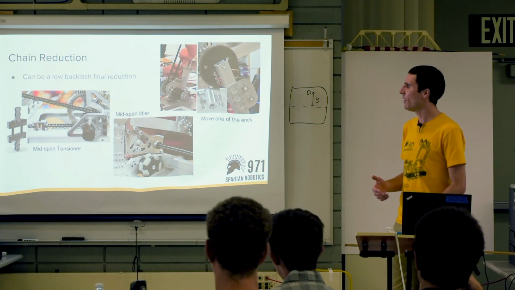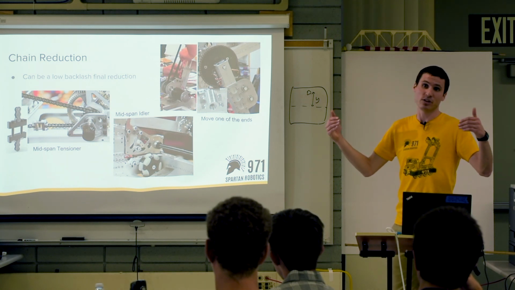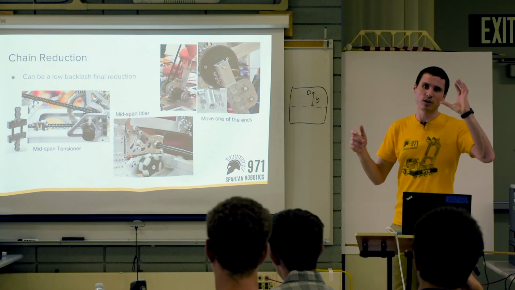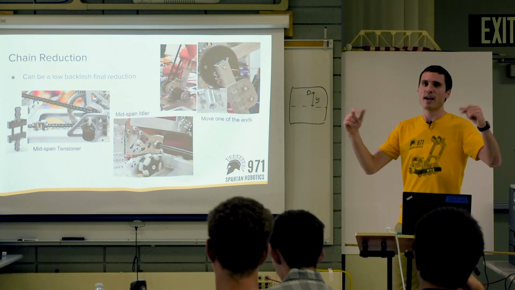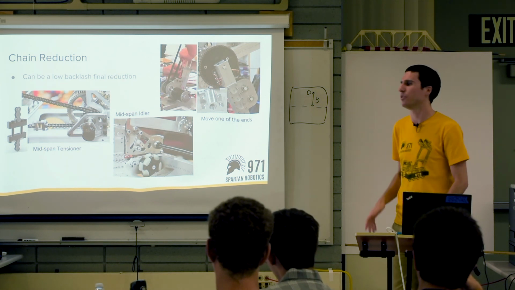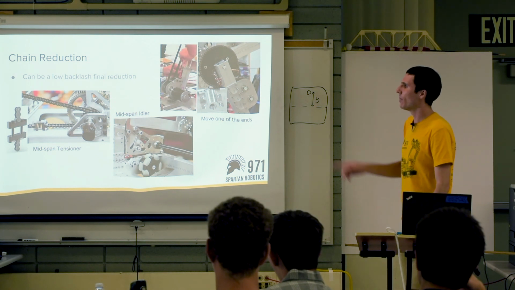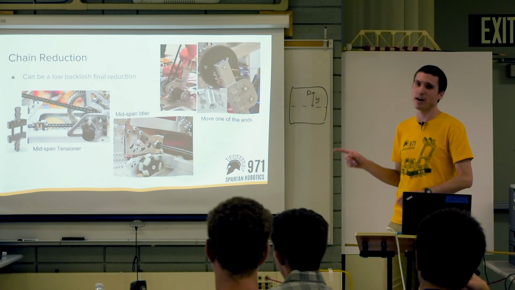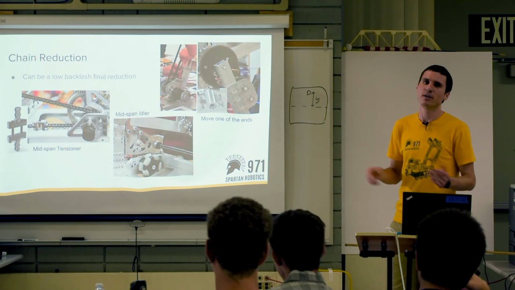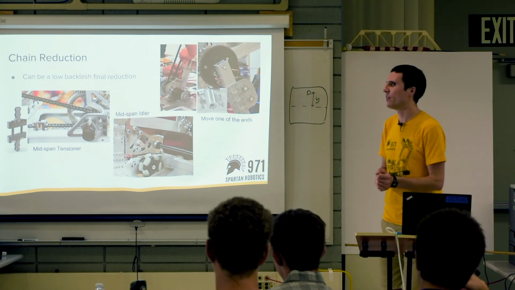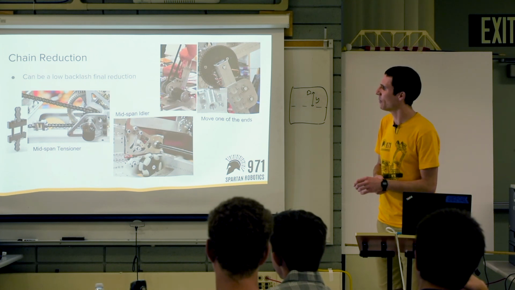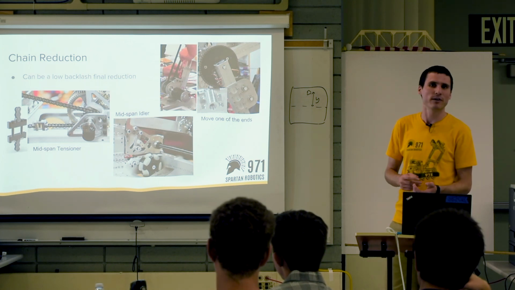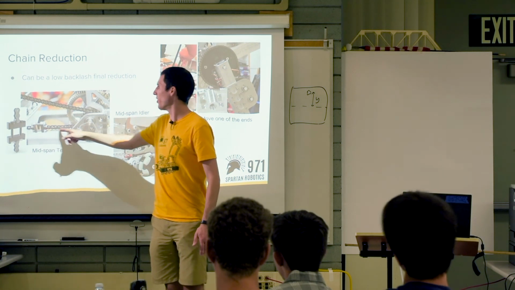One of them is that you can take the length of the chain and just adjust how long the chain is. So your output and your input are fixed, and then you just change the length of the chain in between. This only works if you have a limited range of motion on your output. So let's say we have, well, this is probably a bad example. If we have a shooter wheel, is that going to work? Yeah, you want your shooter wheel to spin really fast.